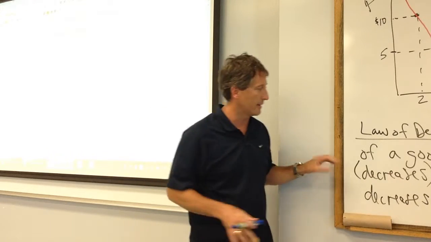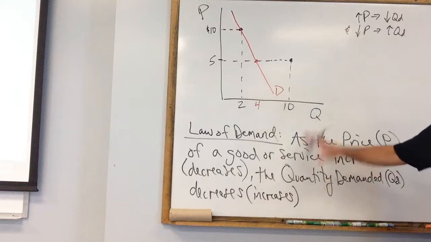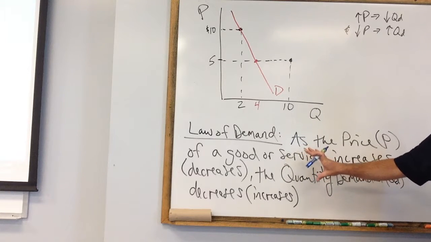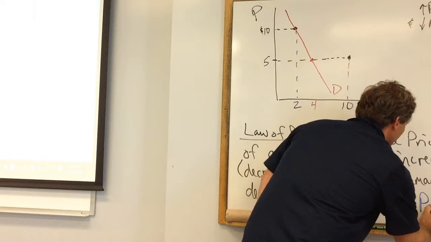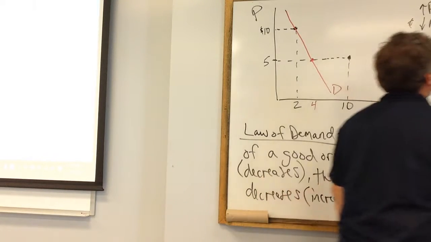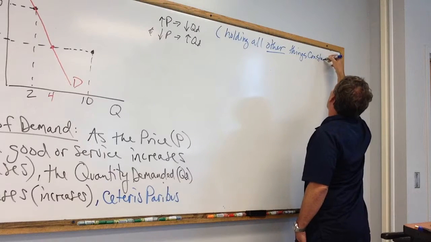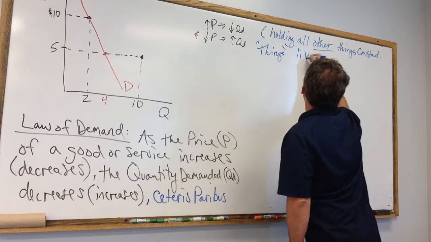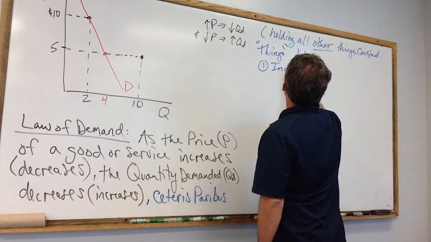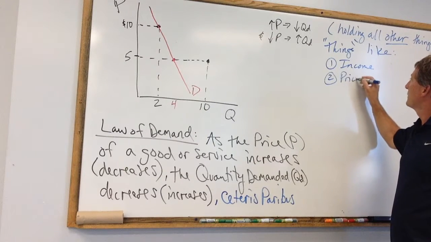And that's what economists do, this is kind of the positive analysis as opposed to normative analysis. This is kind of a scientific research lab experiment that we found is true in the data if there is ceteris paribus, holding all of the things constant. All other things constant. Things like income. Things like the price of related goods.